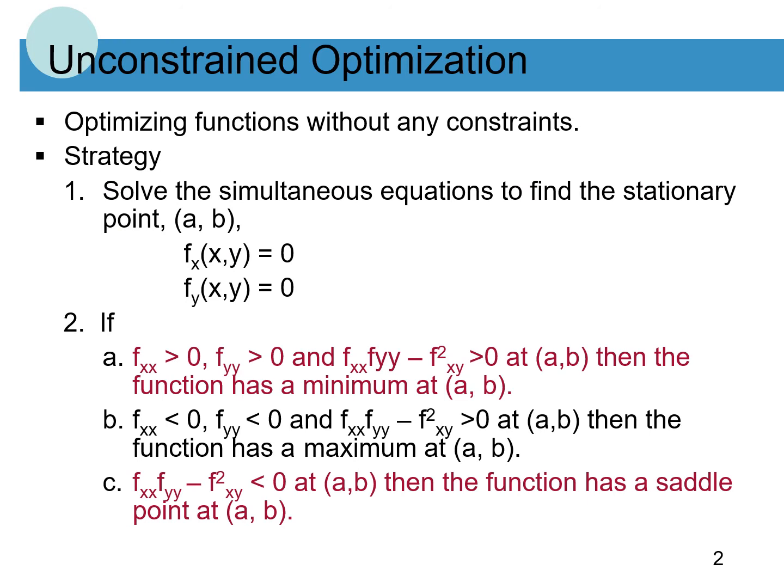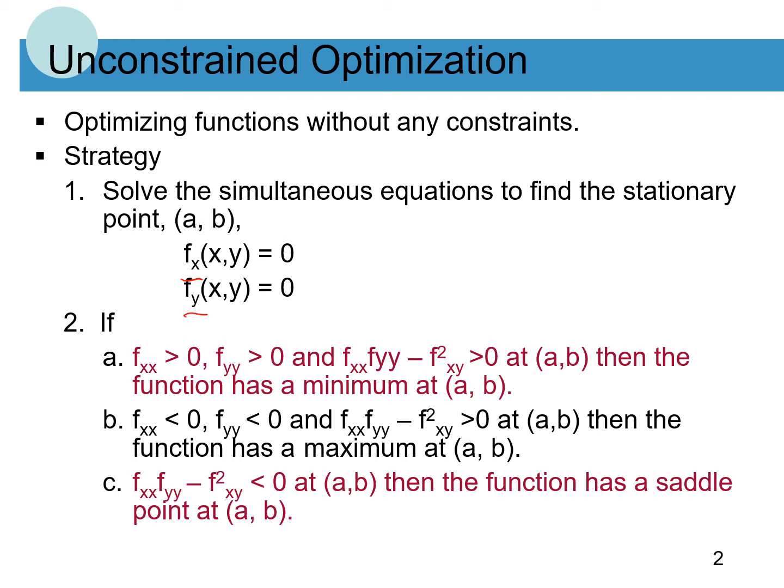Okay, what is unconstrained optimization? Unconstrained optimization is optimizing functions without any constraints. Therefore, the strategy to optimize functions without any constraint, the first step, is solving the simultaneous equations to find the stationary point at (a, b), where we differentiate the function with respect to x and then equate it with 0.